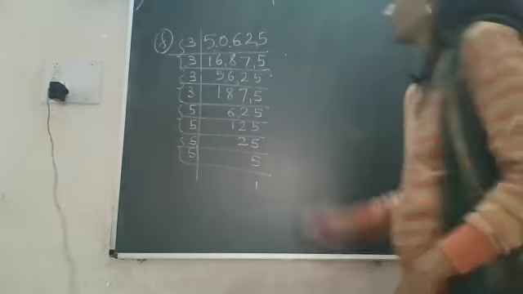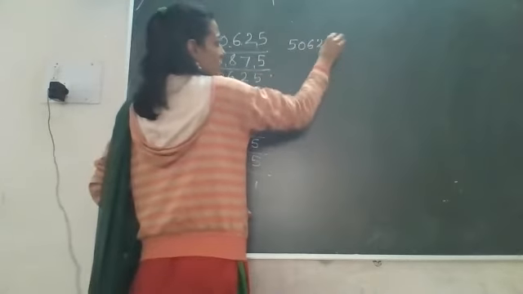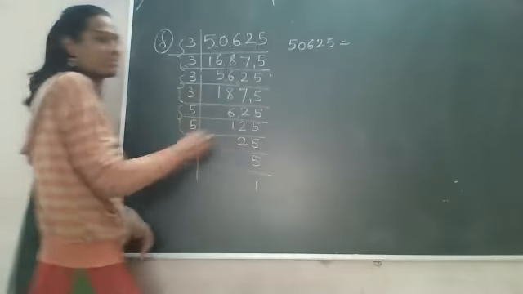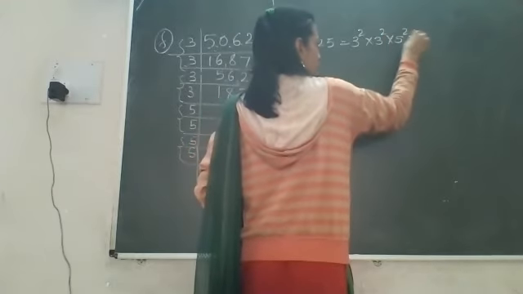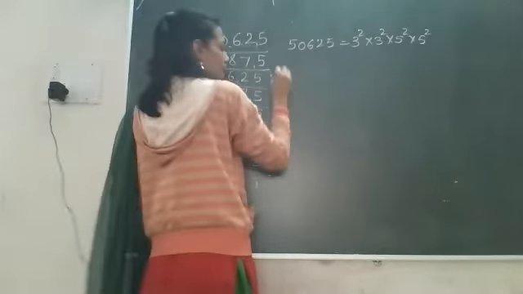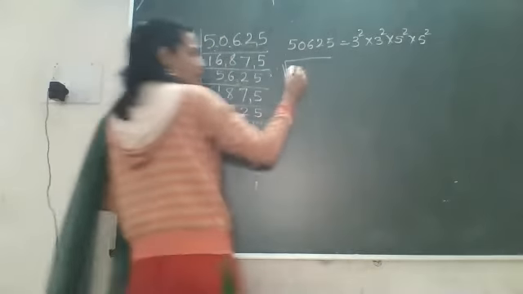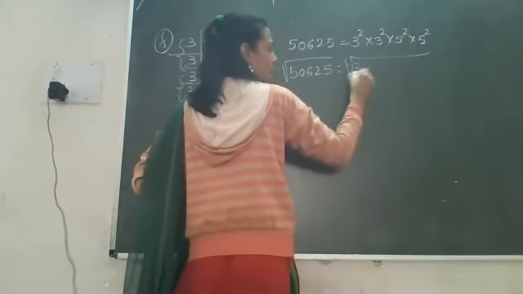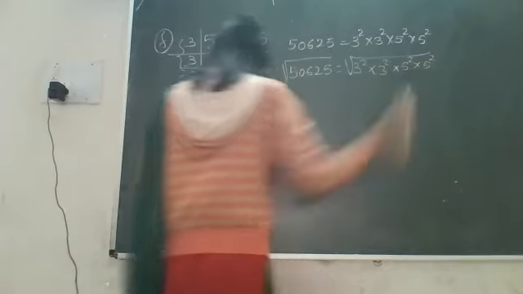Right? Now, what will you write? Just beside it, you can write that 50625 is equal to 3 square into 3 square into 5 square into 5 square. Clear? Now, we have to find out the square root of 50625. The square root of 50625 is equal to the square root of 3 square into 3 square into 5 square into 5 square.